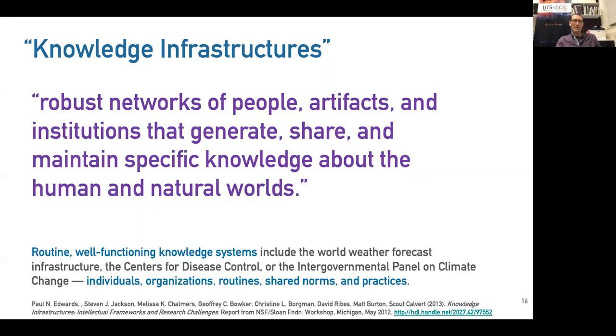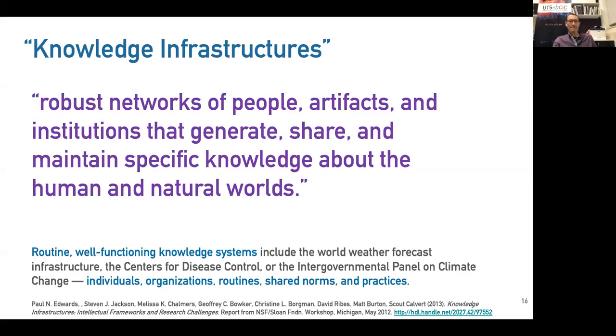Now, let's drill down into what we mean by knowledge infrastructures. We're talking about robust networks of people, artifacts, and institutions. Artifacts include technologies, but you can see that technology is just one part of the story here, that generate, share, and maintain specific knowledge about the human and natural worlds. And some examples of routine, well-functioning knowledge systems would include the weather forecast infrastructure, the Centers for Disease Control, the IPCC.